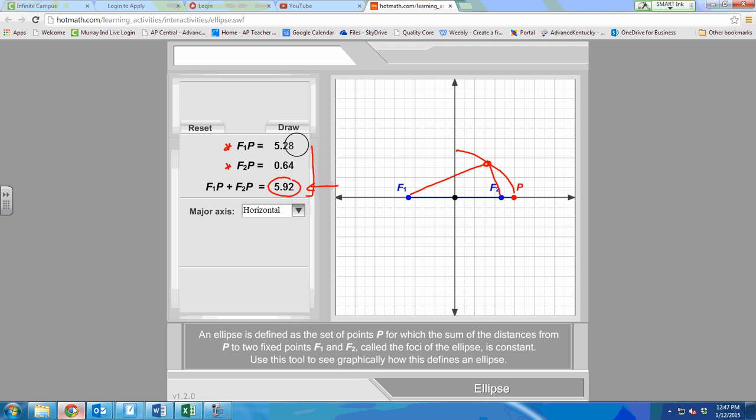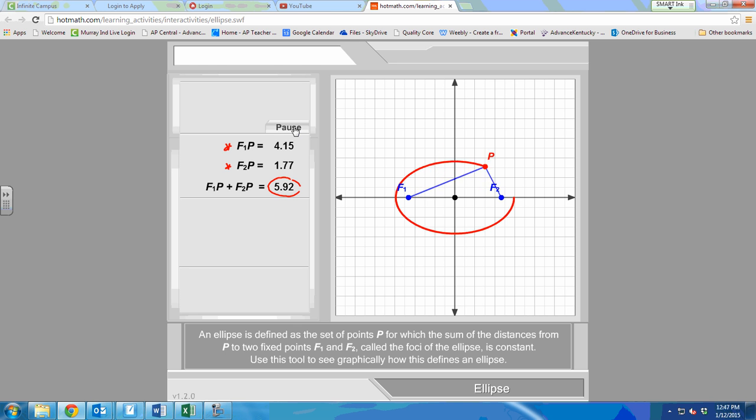Okay, so let's see this in action. So that sum is always 5.92. All right, so that's what the definition of an ellipse is.